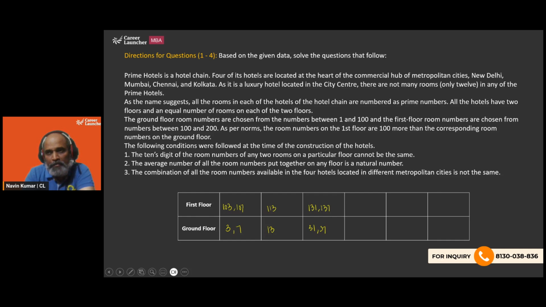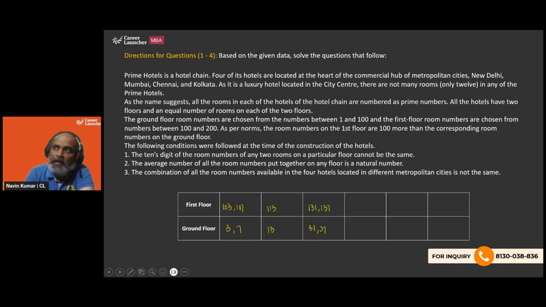50s. 53 is a prime number, 153 is not, divisible by 3. 59 is a prime number, 159 is not, again divisible by 3. Let's look into the 60s. 61 is a prime number, 161 is also a prime number. No, 161 is divisible by 7, right? So 161 is not. 67 is a prime number.